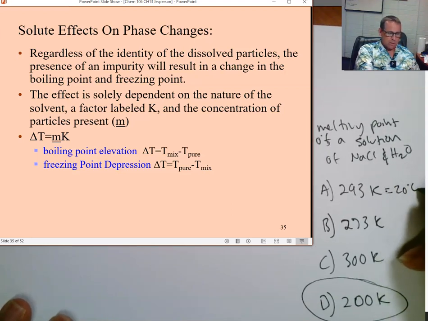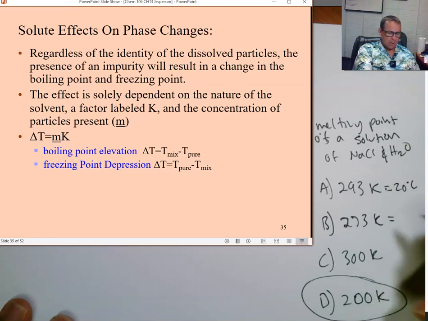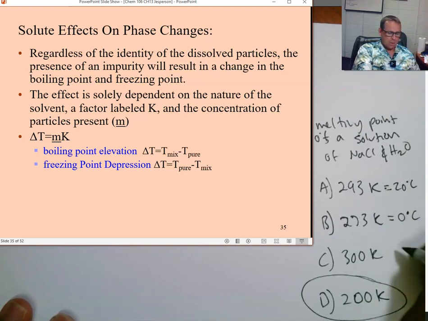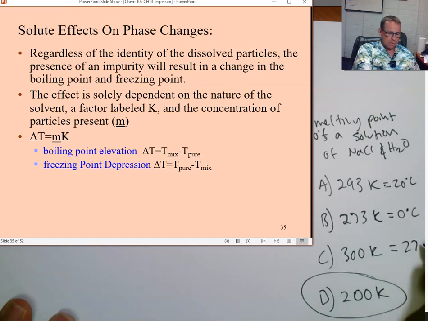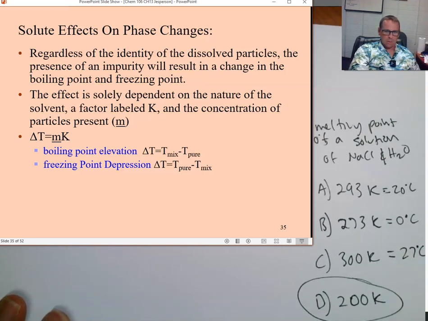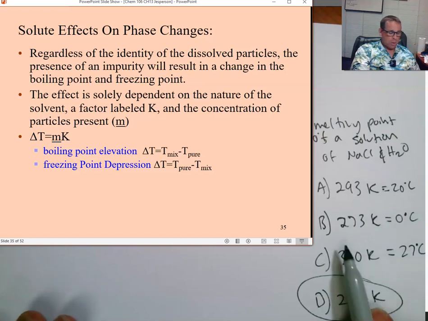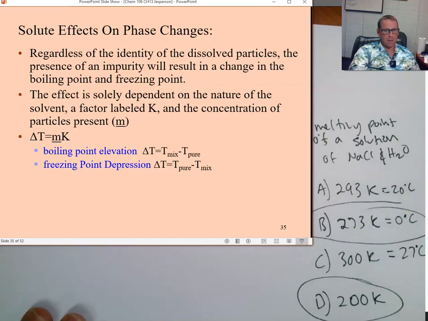That's 20 degrees Celsius, right? 273 Kelvin, that's 0 degrees Celsius. 300 Kelvin, that's 27 degrees Celsius. Is that right? Can you explain how you know that? Oh, how do we know our Kelvin Celsius conversion? Okay, subtract the 273, right?